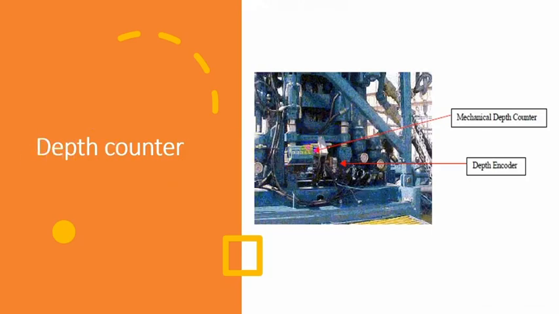We can see here the depth counter. This is a mechanical depth counter, and this is a depth encoder to represent this value in the control cabin electrically in the data acquisition system. So this data is recorded and interpreted. Please note that we also have a second mechanical depth counter on level 1 on the reel, and usually we observe the depth from this one on the reel, not this one, because this one is far from the operator, unlike the depth counter on the reel.